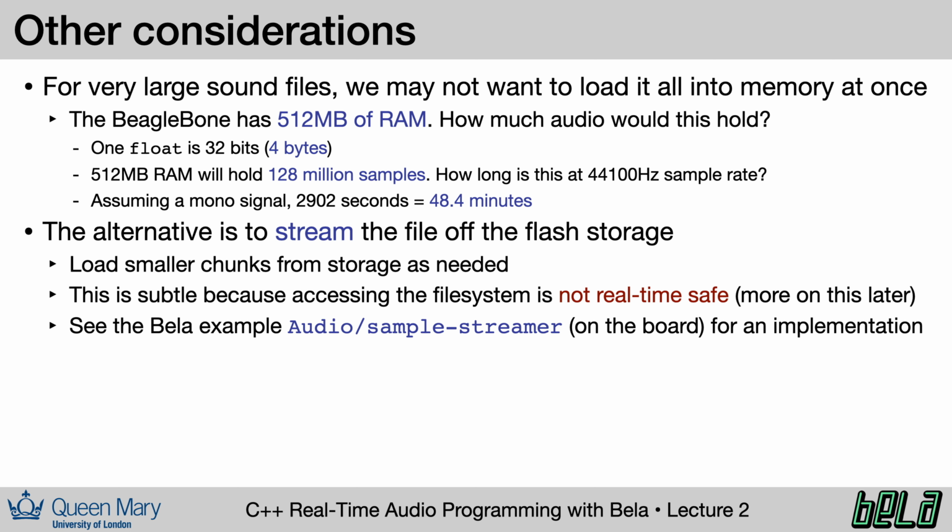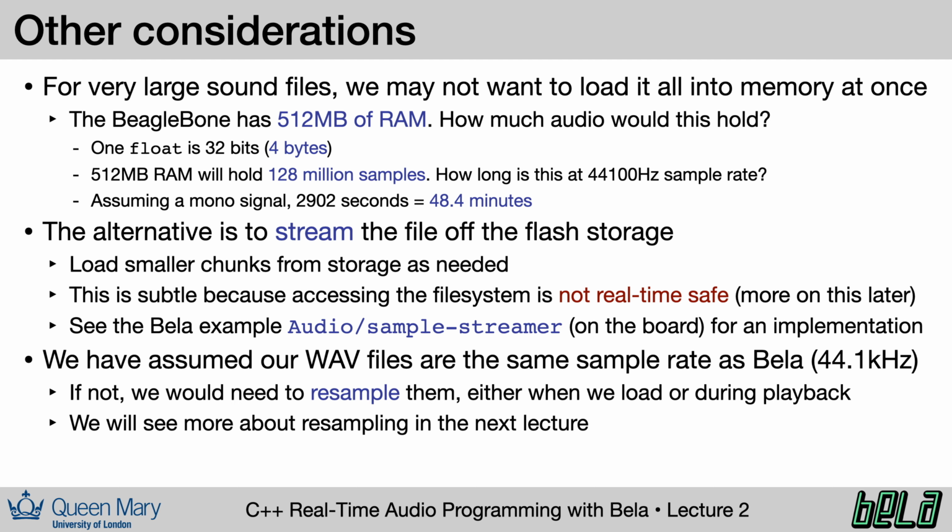There are alternative ways of dealing with this. The typical way of playing long files is actually to stream the file off of the storage. What this means is that instead of loading the whole file at a time, you're loading only small chunks as you need them, and then always trying to stay ahead, making sure you've loaded the right thing off of storage. Now, this is a more subtle operation because accessing the file system is not real-time safe. You can't load off of the storage inside your render function, you need a different thread. We can look at this more in a later lecture, but there is a Bela example called Sample Streamer that does this.